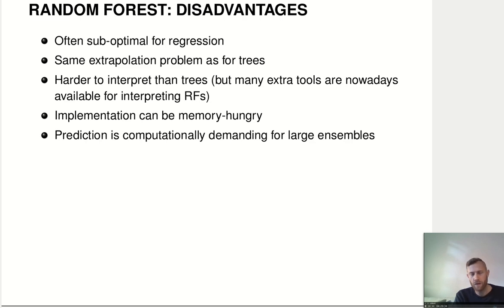Implementation can be fairly memory hungry. We're saving a bunch of trees, we're saving all the surrogate splits and so on and so forth. So that can be expensive. And generating predictions for new data can be demanding, specifically if your ensemble is big and the data set that you want to generate predictions for is big, because obviously you have to feed all of these observations through all of these trees, and that can become quite time-consuming and resource-consuming.